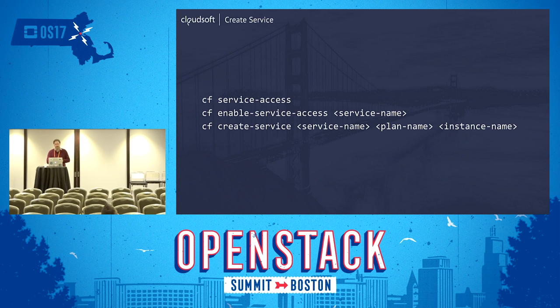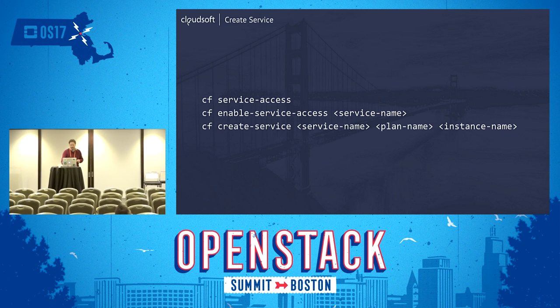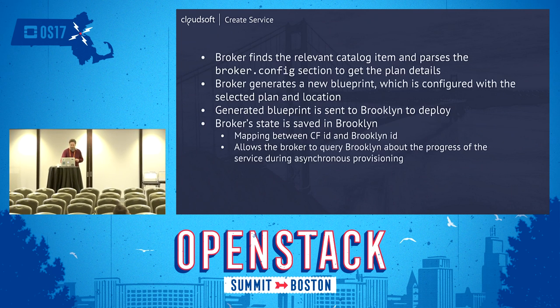So once we're ready to create a service, we issue the create service command using the standard syntax, cf create service with the service name, plan, and instance name. And when this happens, the broker looks up the relevant catalog item, and it reads that broker.config section to get the plan details. It then generates a new blueprint that's specifically configured with the config section from that plan, and fills in the location. This generated blueprint is then sent to Brooklyn for it to deploy to the location specified.